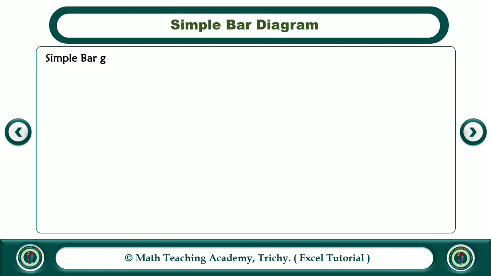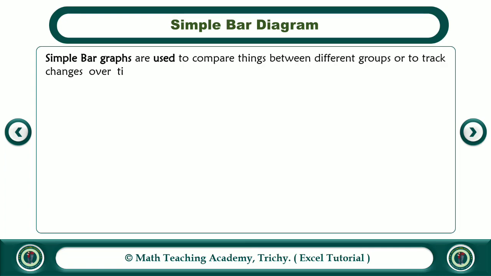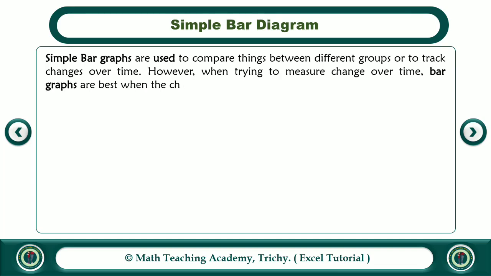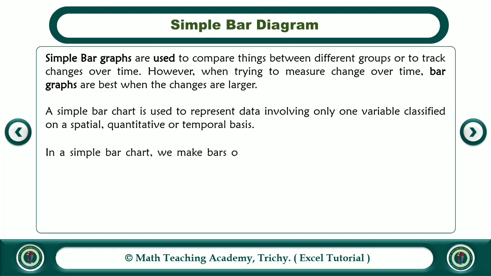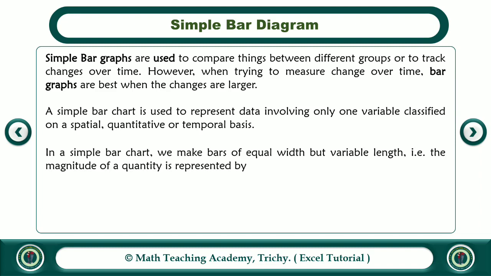Simple bar diagram. Simple bar diagrams are used to compare things between different groups or to track changes over time. However, when trying to measure change over time, bar graphs are best when the changes are larger. A simple bar chart is used to represent data involving only one variable, classified on a spatial, quantitative, or temporal basis. In a simple bar chart, we make bars of equal width but variable length. That is, the magnitude of a quantity is represented by the height or length of the bars.